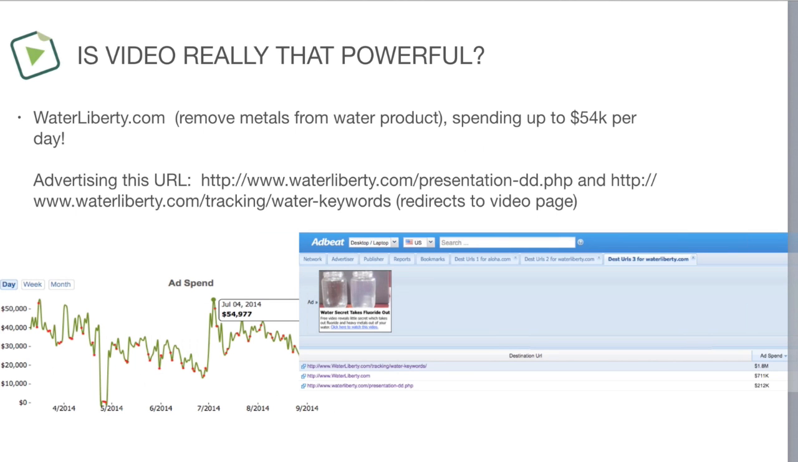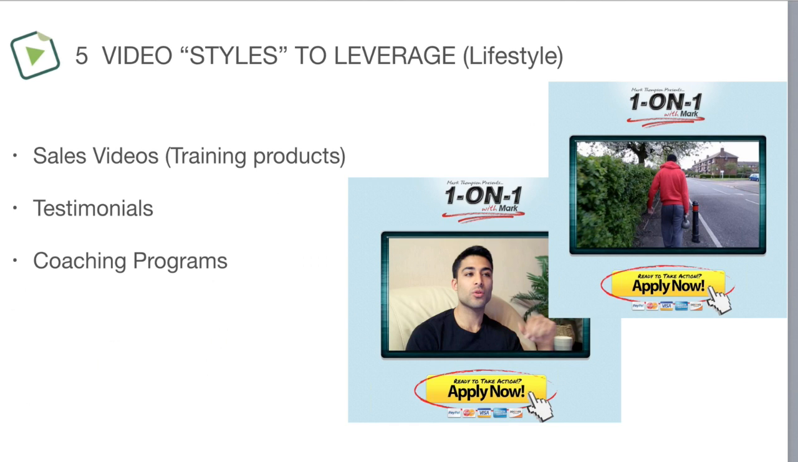Okay, waterliberty.com. They remove metals from water, spending up to $54,000 per day. They're advertising these two URLs here, redirecting to a video sales page. Believe me, these companies would not be in business and would not be spending the amount that they're spending if they weren't converting.